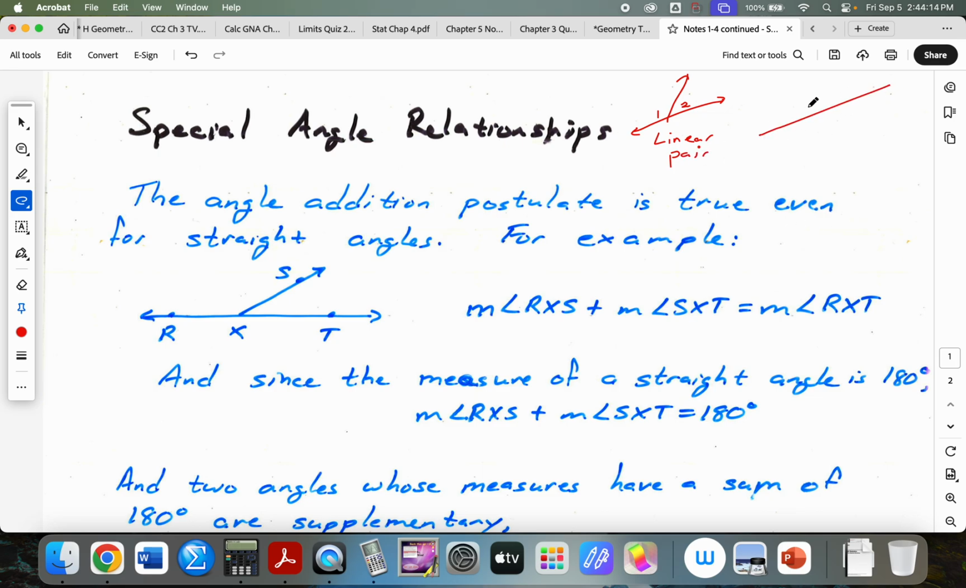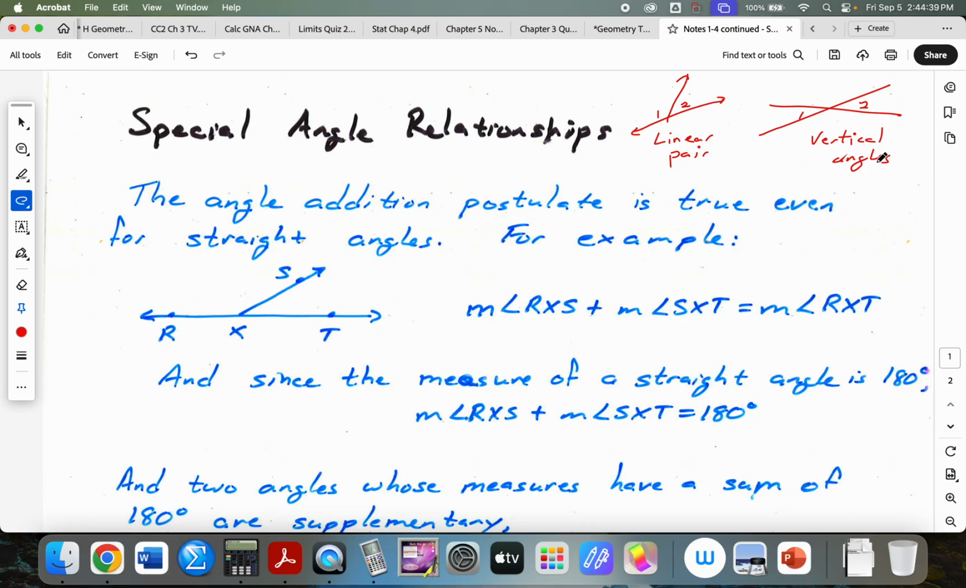If you have something that looks like this, these two angles are vertical angles. You have to be able to recognize these because it's going to come up all the time.